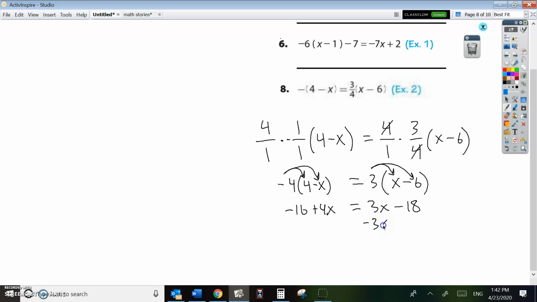Let's subtract 3x from both sides. And let's add 16 to both sides. These 3x's drop, these 16's drop, x equals, looks like negative 2.